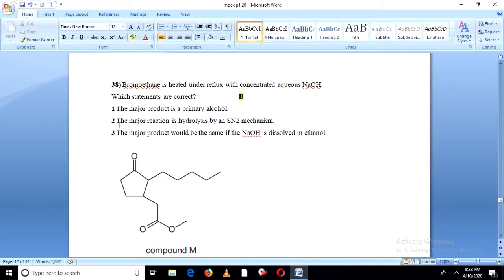For the second statement, the major reaction is hydrolysis by an SN2 mechanism. Yes, bromoethane contains a carbon with having a halogen group.